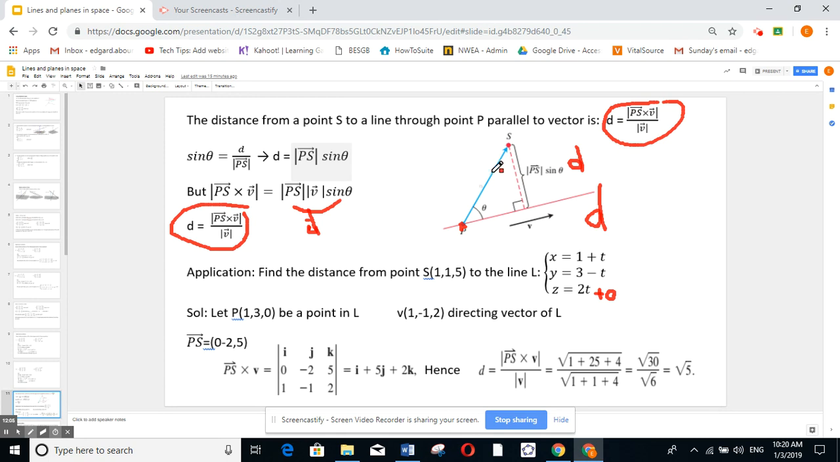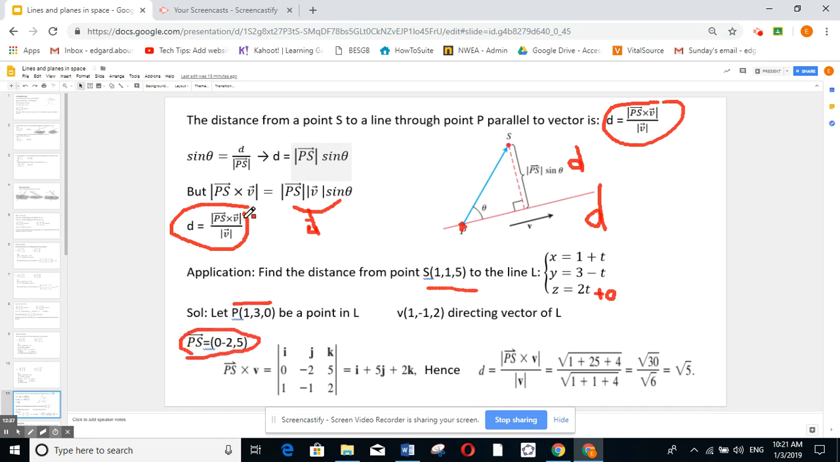So the distance from a point S to a line is this formula, but be careful, you need to pick any point P on the line. And like this example, find the distance from S to that parametric equation. So first of all, I need to pick a point on the line, which is P. So 1, 3, 0, as we said. I need to find PS. This is S and this is P. So PS will be 1 minus 1, 0. 1 minus 3 is minus 2. 5 minus 0 is 5.